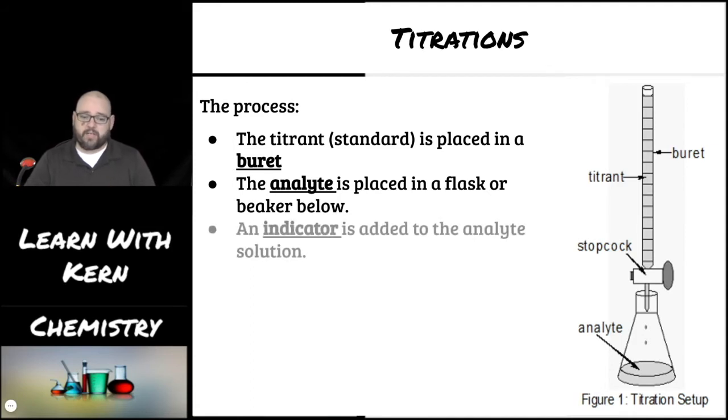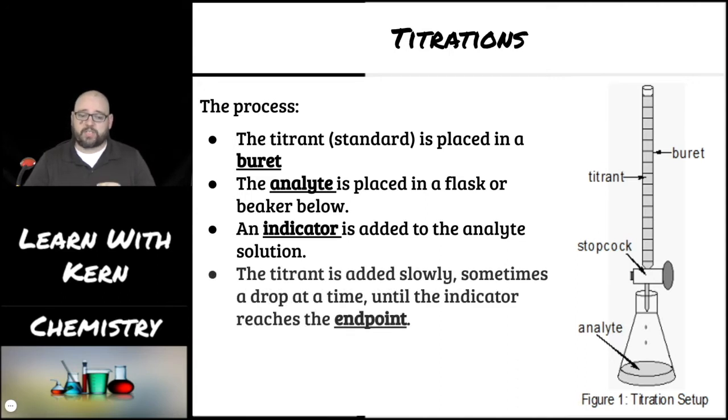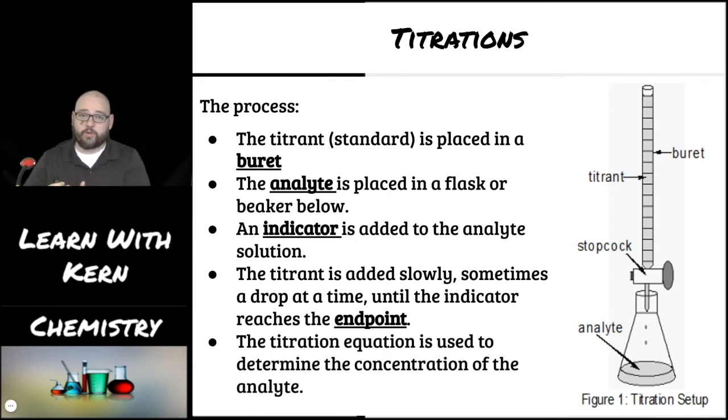You're going to add your indicator to your analyte solution, and then your titrant is added slowly, sometimes a drop at a time, until the indicator reaches its endpoint. So you just add that titrant, you add the standard in until it reaches the endpoint, and then you are done. So then you can take the volume of your titrant that you started with and the volume of your analyte that you started with, and you can plug all this stuff into the titration equation, and then you can determine the concentration of your analyte.